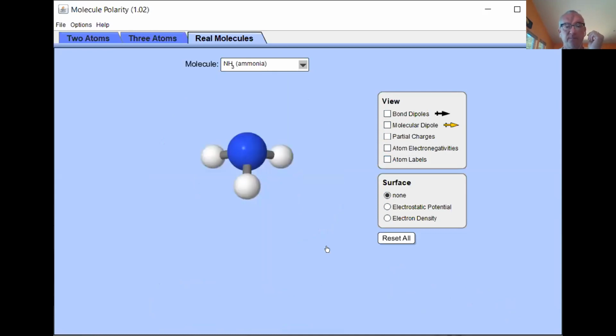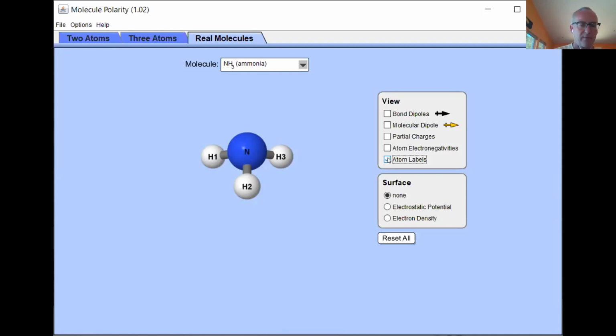Let's look at ammonia. So with ammonia, we have nitrogen in the middle, and we have three hydrogens around it. What do you notice about the three hydrogens? Is it symmetric? Is this molecule symmetric? Is this a symmetrical molecule? No, it isn't, is it? Because notice those hydrogens are bent. They are not sticking straight out.